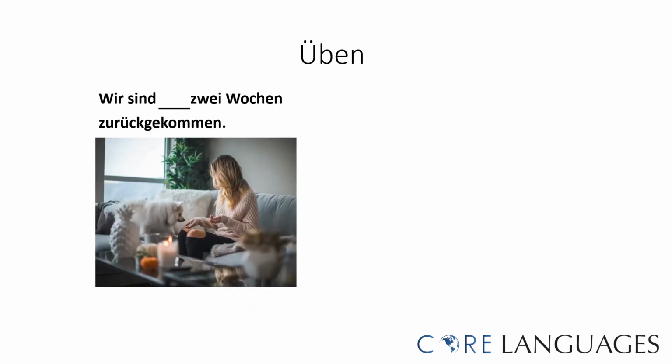Let's practice. Üben wir. Look at the following two pictures and sentences and see if you can determine what preposition of time to use. Wir sind 2 Wochen zurückgekommen. The correct preposition would be vor. Wir sind vor 2 Wochen zurückgekommen. We have returned 2 weeks ago.